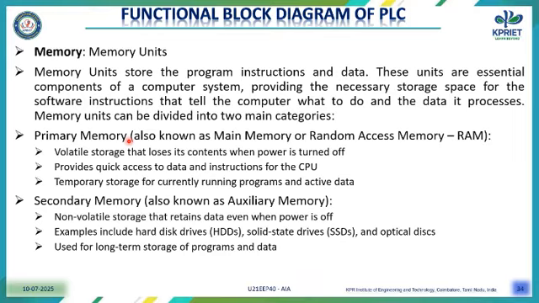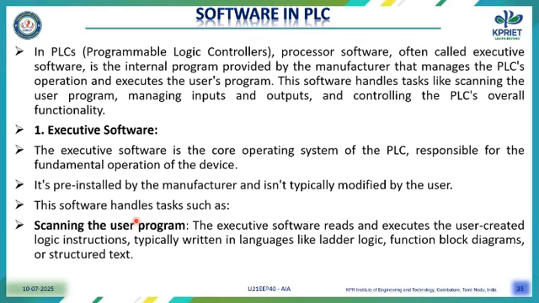Memory: if you are going to use memory, primary memory, that is random access, and secondary memory, auxiliary memory. These are the memories required for operating the system in a faster manner. We need to store whatever the program is, that way the processing takes place. Next, we are going to take the software in PLC.